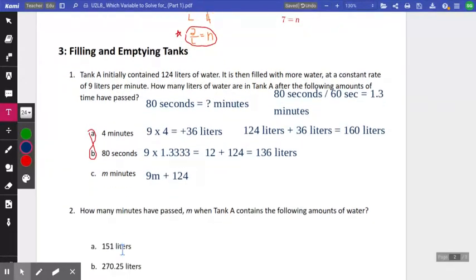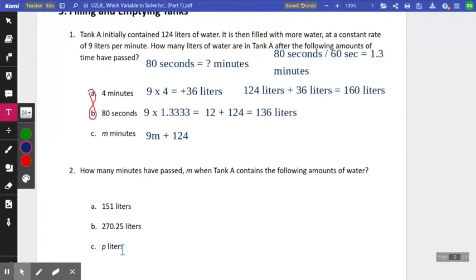Now when we come down to the next part, it's going to be similar to what we've done, except I'm switching the information we're given. So now we've got how many minutes have passed m when tank A contains the following amounts of water. So we're trying to figure out now the time, the minutes, if I tell you how much water is in the tank. So the first 2 are for you to try. Go ahead, pause the video and try those 2 now.